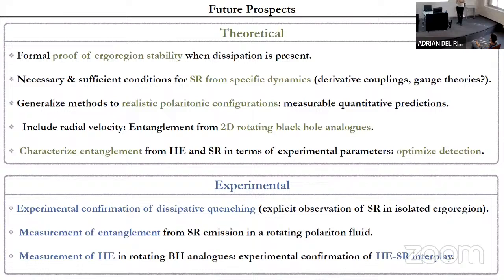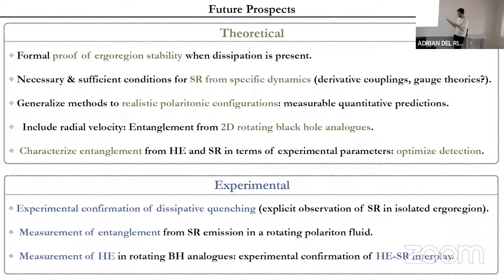And characterize entanglement from this two emission process in terms of experimental parameters of whatever analog system you want to measure it in, so that we can optimize its detection. At an experimental level, there is experimental confirmation of the quenching of the Borrigian instability by dissipation. We have preliminary evidence, but they have not been able to measure the spectrum of the oscillations in the fluid yet. So unless we see negative energy modes or negative norm modes inside of the system, we cannot be sure that we are quenching the instability, because maybe the instability is not there.